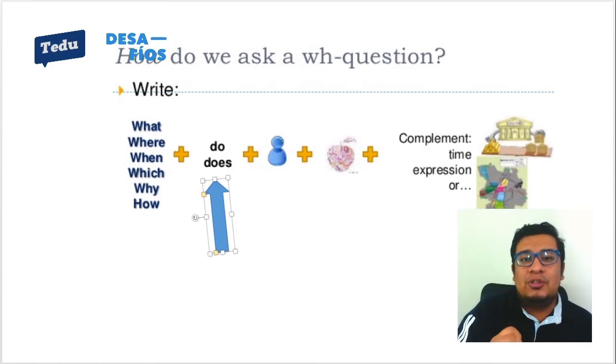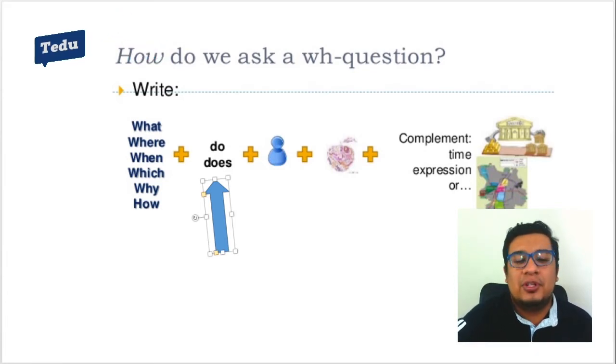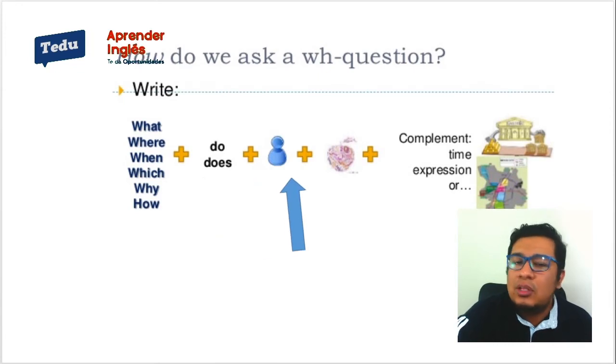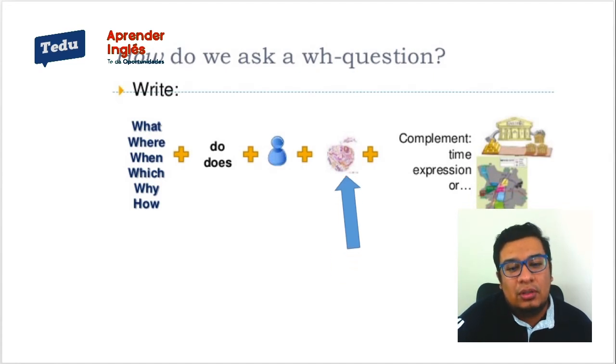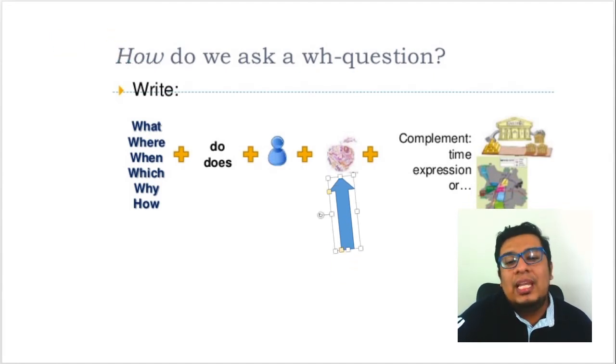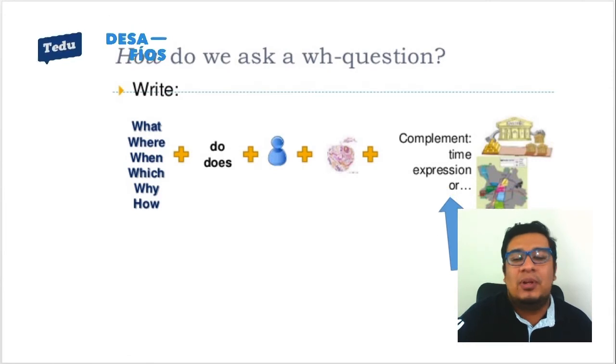And does, we use it for he, she, and it. Terceras personas en singular. You see? Y luego viene la persona, que vendría he, she, it, o we, they, I, o Jonathan, Michael, whatever. Luego viene la acción, el verbo, y luego venimos con el complemento, el tiempo, la expresión.